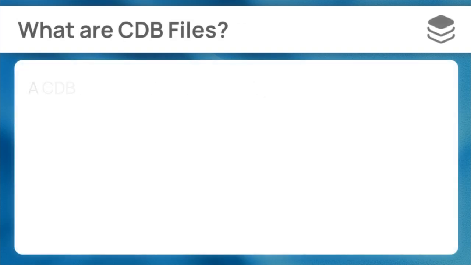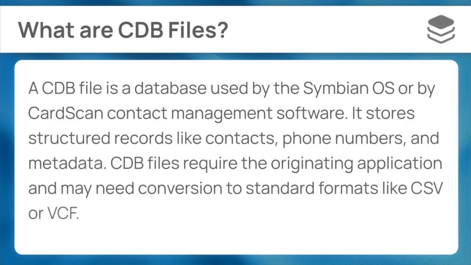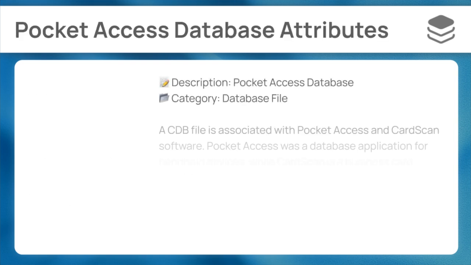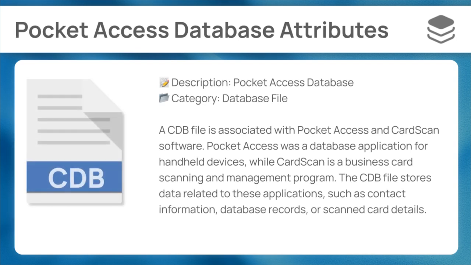The CDB file type sits within the database file category. The Pocket Access database extension is native to its internal logic. A CDB file is associated with Pocket Access and CardScan software. Pocket Access was a database application for handheld devices, while CardScan is a business card scanning and management program.